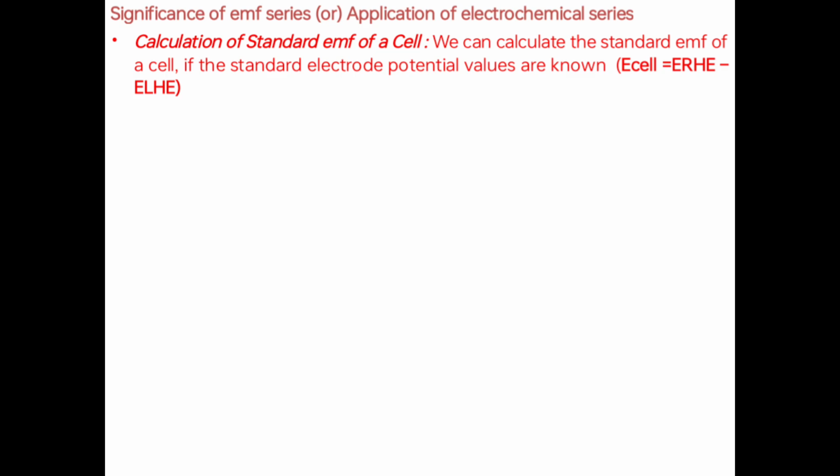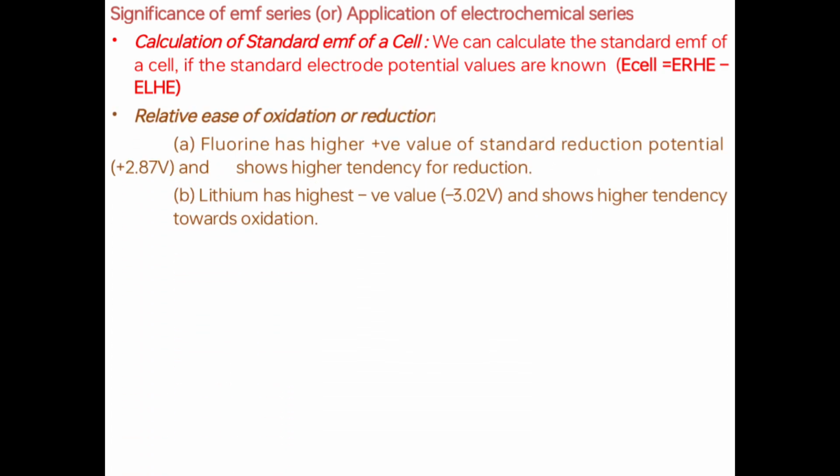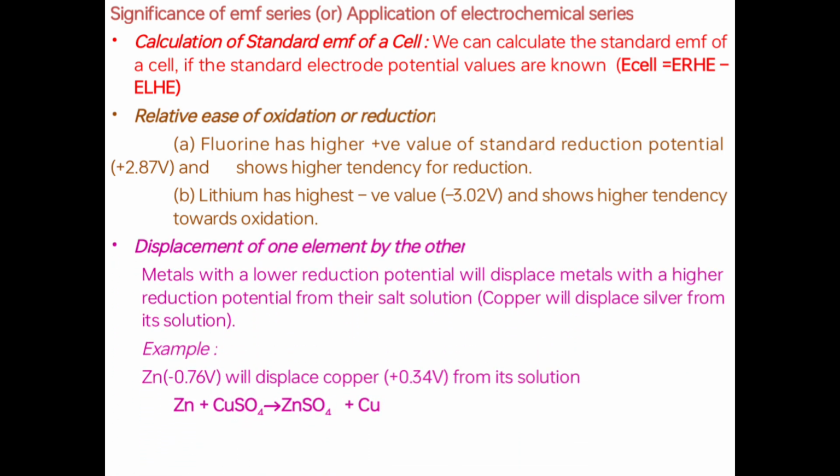We can calculate the standard EMF of a cell if the standard electrode potential values are known: E cell equals E right hand side electrode minus E left hand side electrode. Another one, relative ease of oxidation or reduction. Fluorine has the highest positive standard electrode potential, plus 2.87 volt, and so a higher tendency for reduction. Lithium has the highest negative value, minus 3.02 volt, and so a higher tendency towards oxidation.